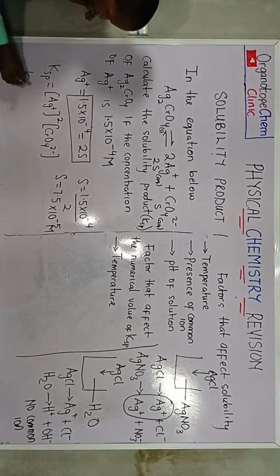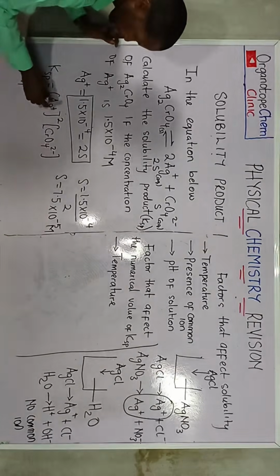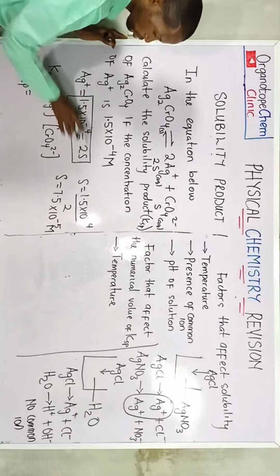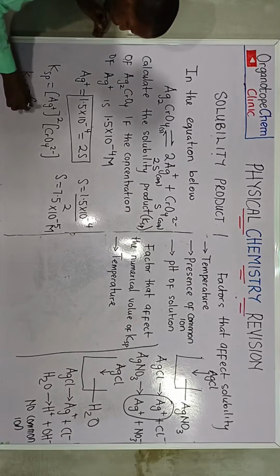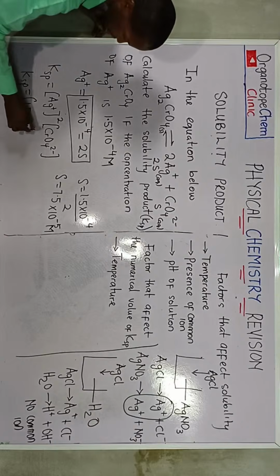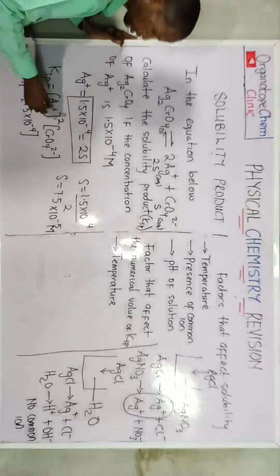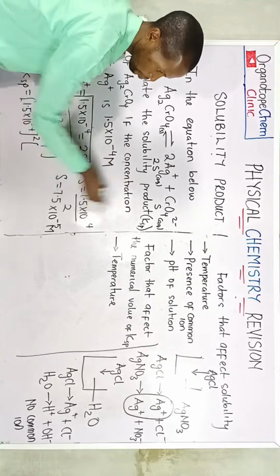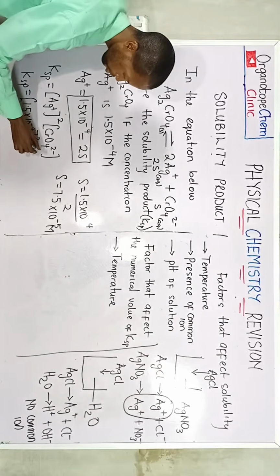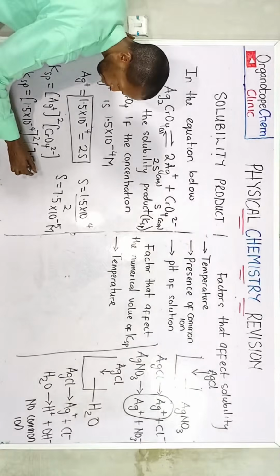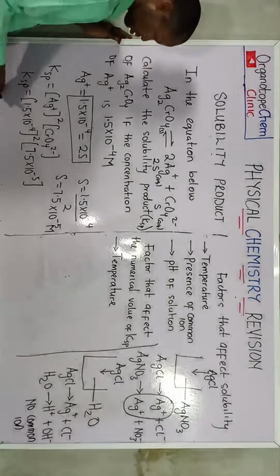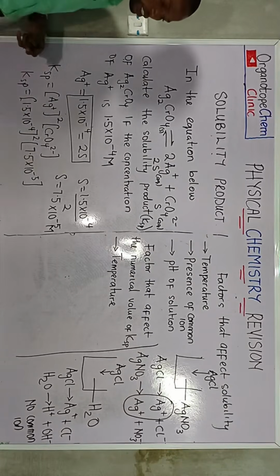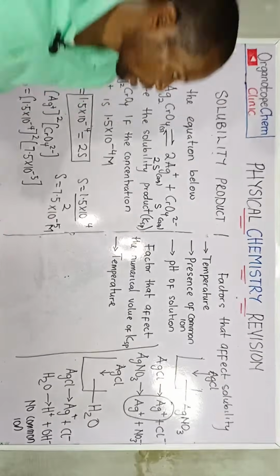So we have KSP equals, now the entire silver that we are having in solution is 1.5 times 10 raised to power minus 4. That's the concentration of the silver ion there. Squared. Then the chromate, since it is S, I will introduce 7.5 times 10 raised to power minus 5. So what is 1.5 times 10 raised to power minus 4 squared? Then we multiply it with 7.5 times 10 raised to power minus 5. Can you drop that in the chat?